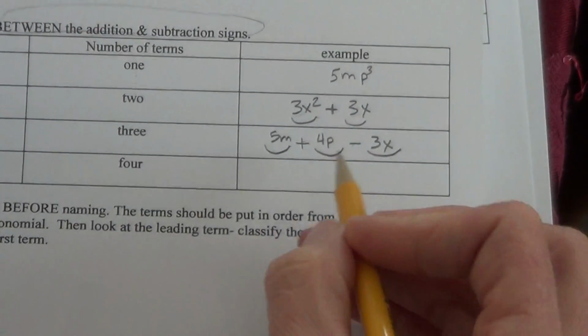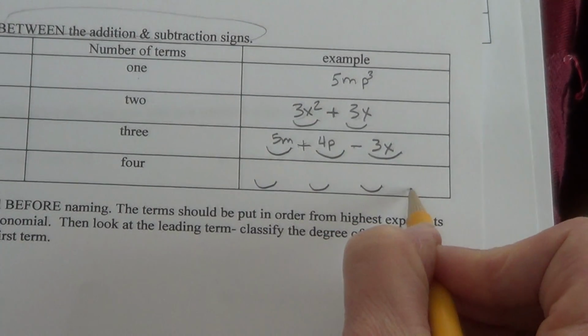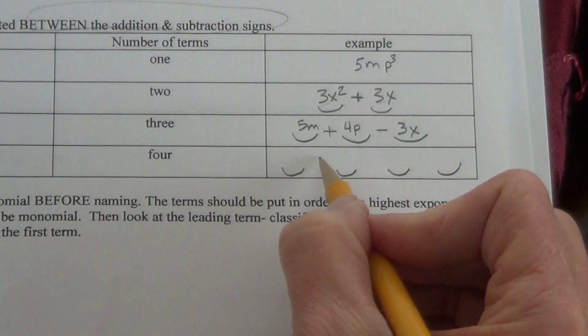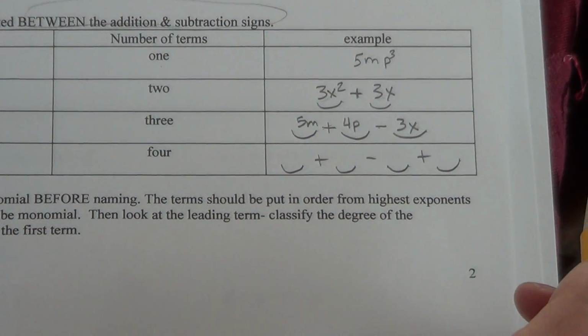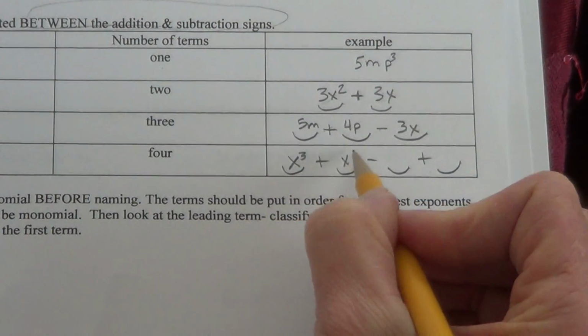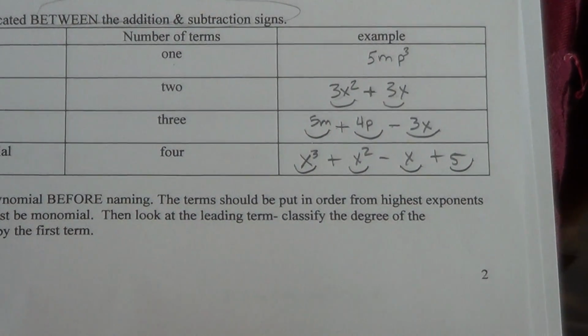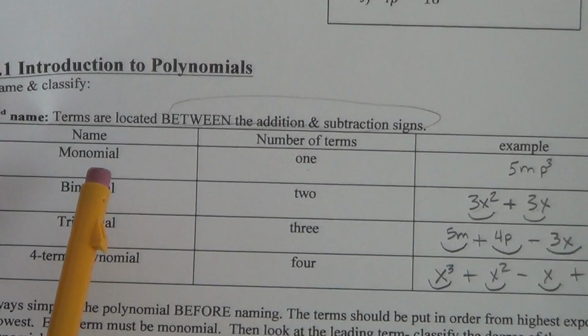A four-term polynomial, again, you've got four terms in here separated by addition and subtraction signs. Let's just randomly put some in, a plus, a minus, a plus. That'll do it. Let's go x cubed, x squared, x, and 5. And there we have a four-term. Make sure and memorize the names for these.